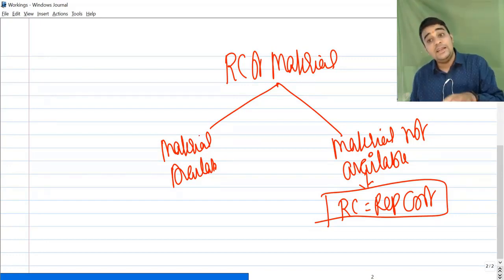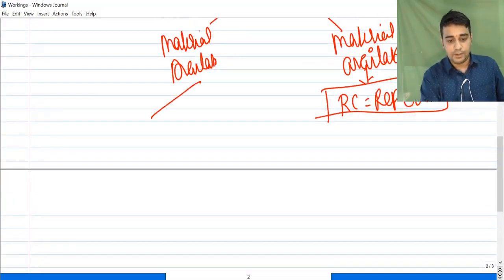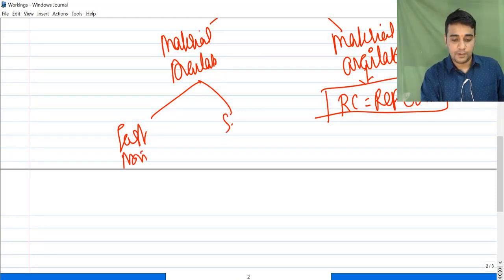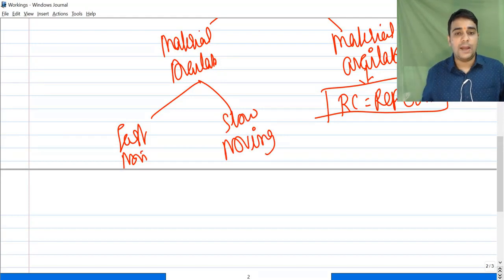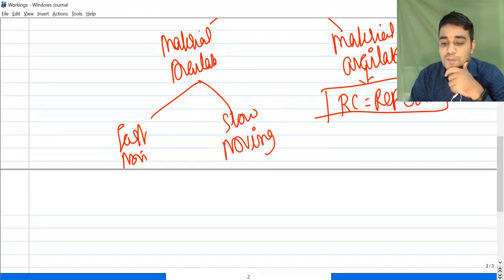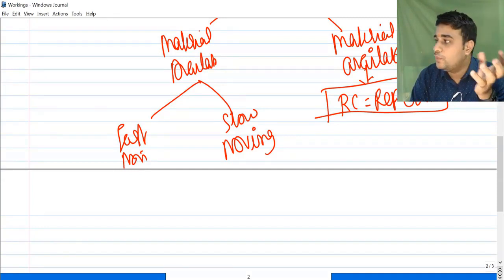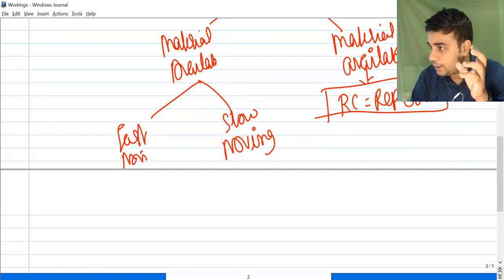Now, I need the material and it's there in the company. There are two types of material you will have: fast moving and slow moving. Fast moving is also known as regularly used material, and slow moving is called irregularly used material. Regular use, irregular use. Fast moving and slow moving are the two types of material which you can have.